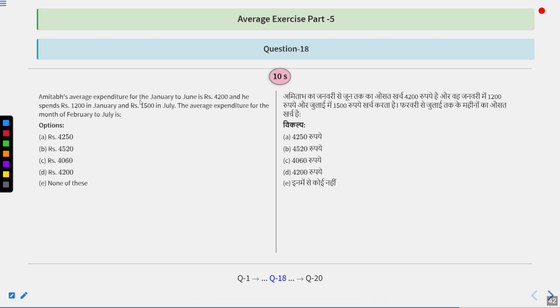Amitabh's average expenditure for January to June is rupees 4,200, and he spent 1,200 rupees in January and 1,500 rupees in July. Find the average expenditure for the months of February to July. You have 5 options and 10 seconds to analyze the question. Your time starts now.